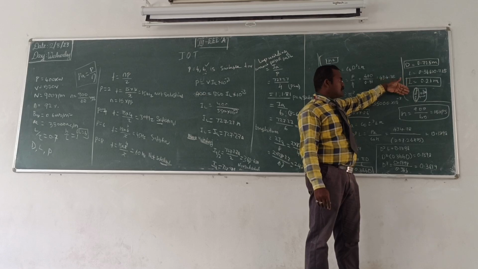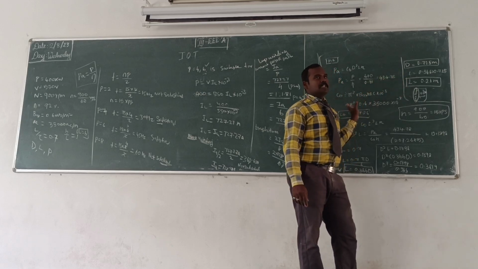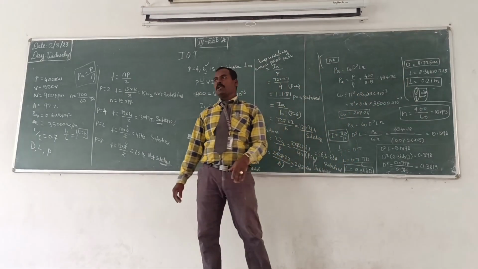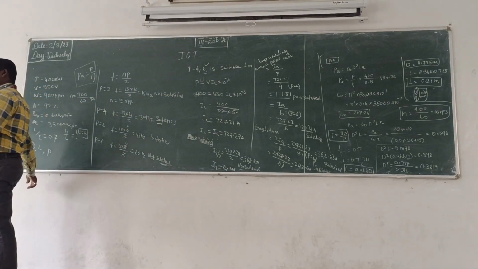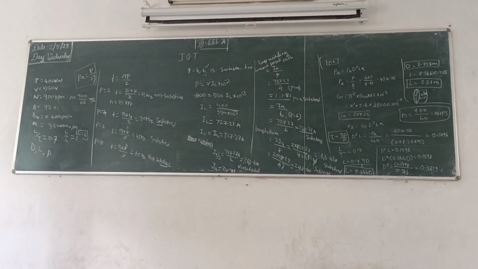That is the main dimension. So the result: the most suitable pole is 6, and you obtained the diameter and length. That's all. Okay, thank you.